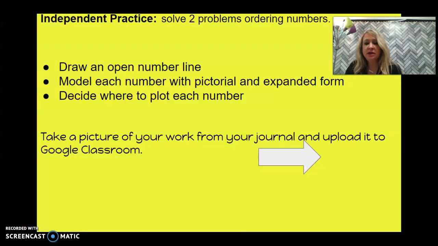So for your independent practice, you're going to solve two problems of ordering numbers. You have to draw an open number line. You have to model each number with a picture and expanded form. And then you have to decide where to plot each number. Then you're going to take a picture of your work from your journal and upload it to your Google Classroom.